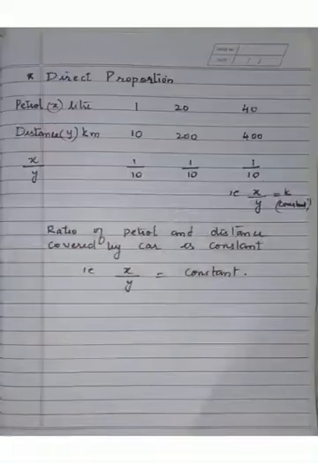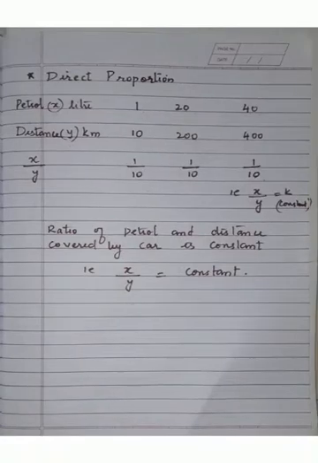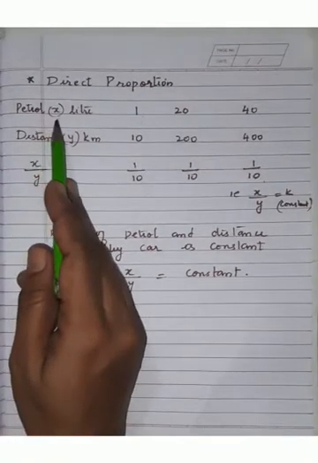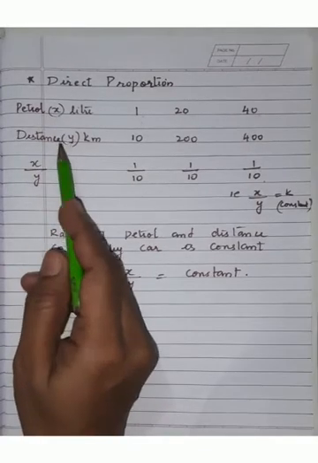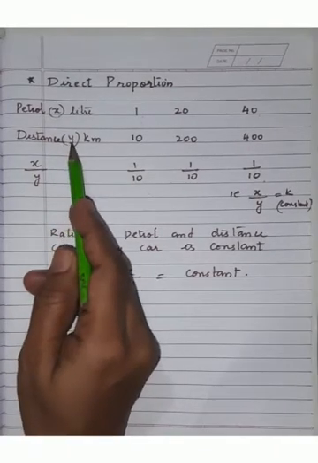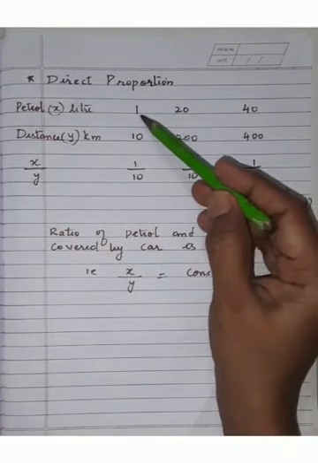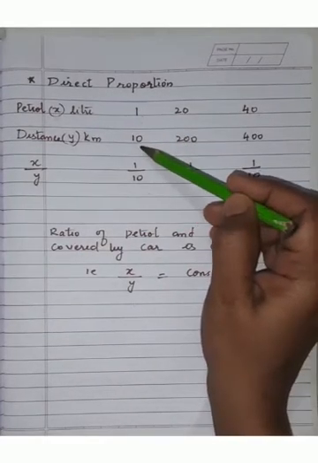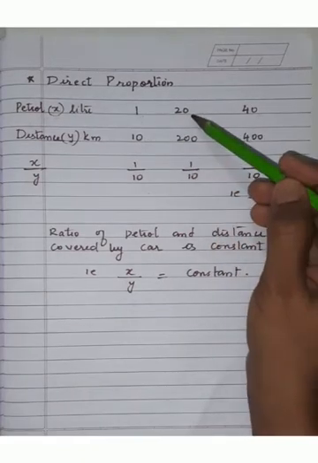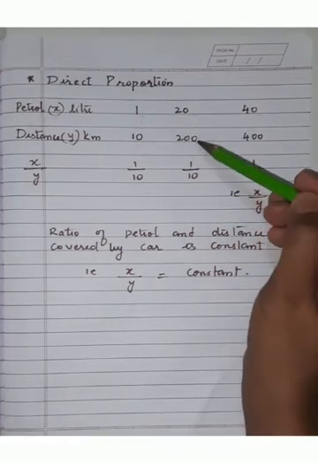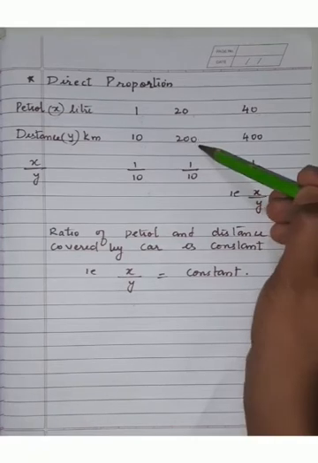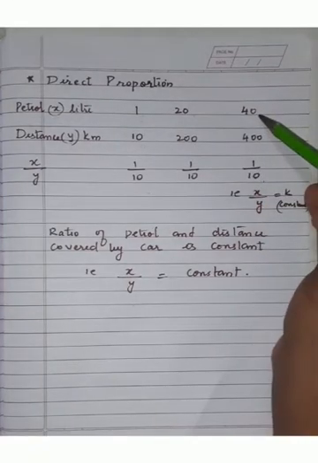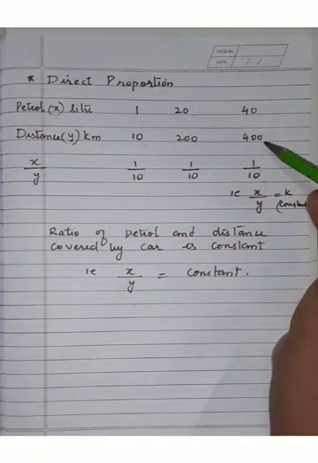Okay. Now students, let's learn about direct and inverse proportion. Now suppose a car consumes x liters of petrol to run a distance of 5 kilometers. Now you can see children here, if the car consumes 1 liter of petrol to cover a distance of 10 kilometers, and if it consumes 20 liters of petrol it covers a distance of 200 kilometers, and if it consumes 40 liters of petrol, it covers a distance of 400 kilometers.